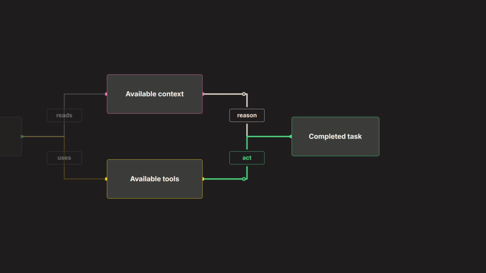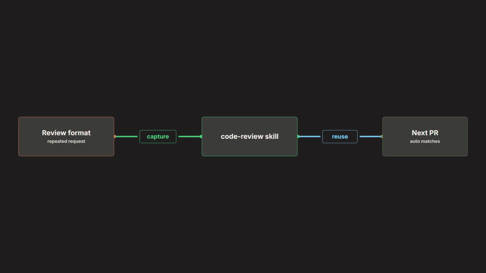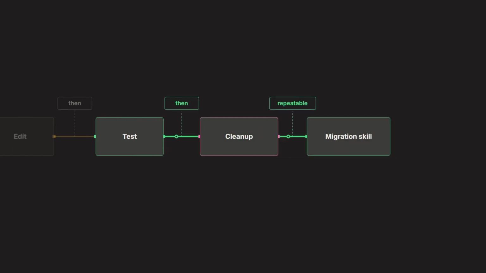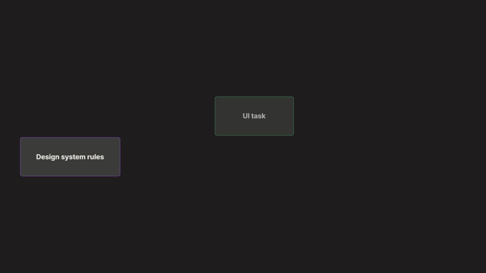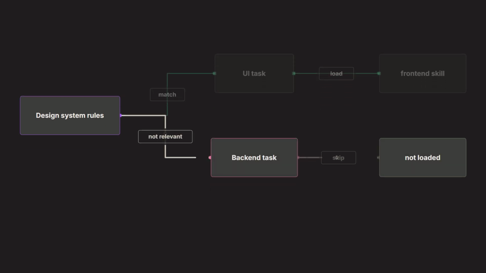A good skill is usually created from a repeated failure or a repeated correction. If you keep telling the agent the same review format, that can become a code review skill. If every repo migration requires the same sequence of search, edit, test, and cleanup, that can become a migration skill. If a design system has rules that only matter when building UI, that can become a front-end skill instead of being loaded into every backend task.